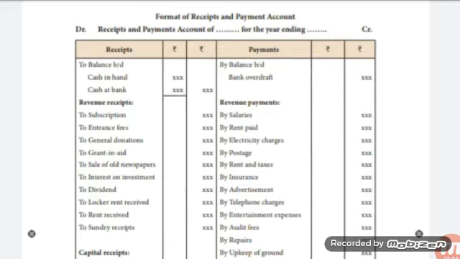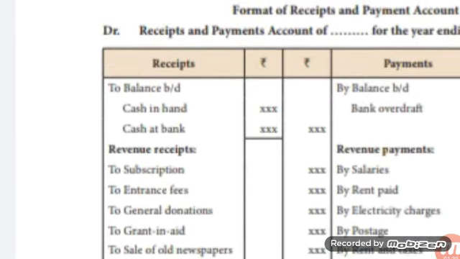Then this receipts and payments account begins with the opening balance of cash and bank. That means first we should record the opening balance of cash in hand and cash at bank on the debit side as to balance brought down. Record the opening balance of cash in hand and cash at bank on the debit side as to balance brought down.